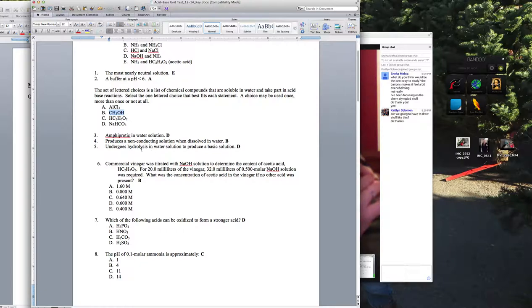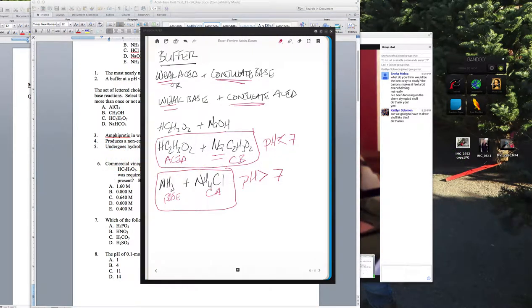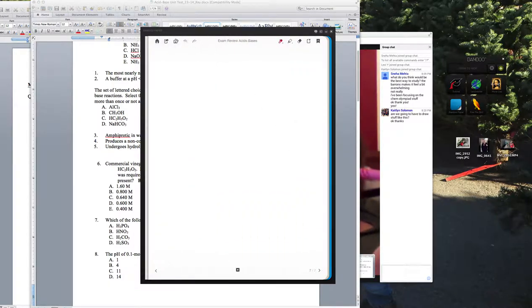And undergoes hydrolysis in water solution to produce a basic solution. So D, if you combined it with water, then it would gain an H, become H2CO3, which is carbonic acid, that weak acid, and leaves you with OH-. So hydrolysis just means it gains an H+, a hydrogen ion, basically. No, no, if it's hydrolysis, it just means it comes apart. Here, let me do hydrolysis for both directions. So we're talking about hydrolysis. And this definitely comes up in acid-base stuff.